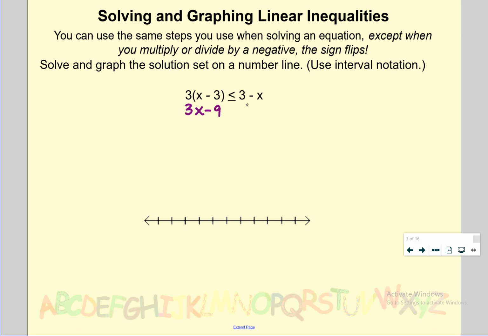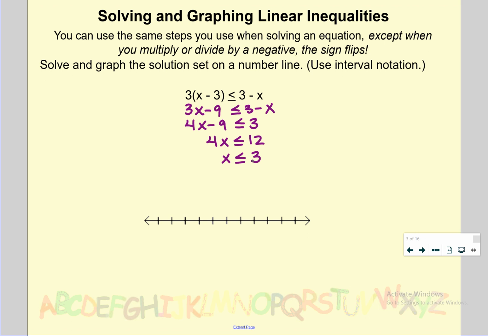3x minus 9 less than or equal to 3 minus x. And then, again, I always like to keep my x's positive if I can. If it's an x squared, I like to keep that positive. So I'm going to move the x from the right over to the left side, which will give me a 4x minus 9 less than or equal to 3. Then I'm going to add 9, 12, and then divide by 4. I get x less than or equal to 3.